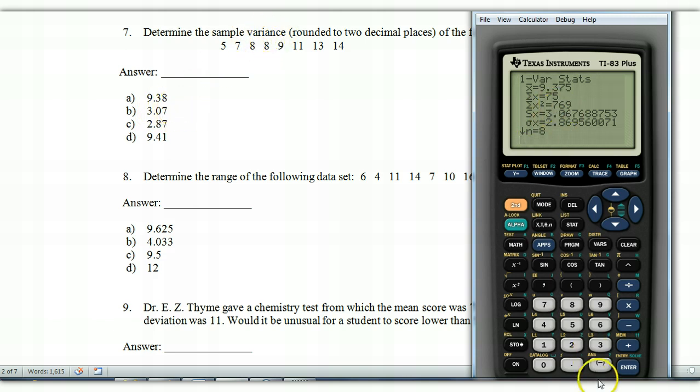So to get the variance, we have to take that 3.067, I'm going to round it to 7, and square it. And that gives us 9.410. So that's the variance. You have to square the standard deviation that's given. Specifically you have to square this one because this is sample and that one is population, so we have to use the sample variance. So 9.41 is our answer.